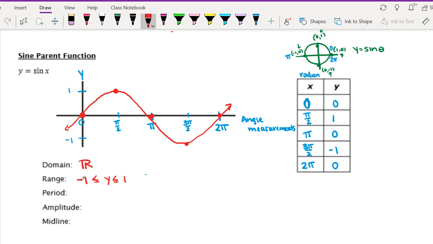The period is the amount of time it takes to complete one full cycle. So we started at 0 pi and we went to 2 pi. So 2 pi is the period.